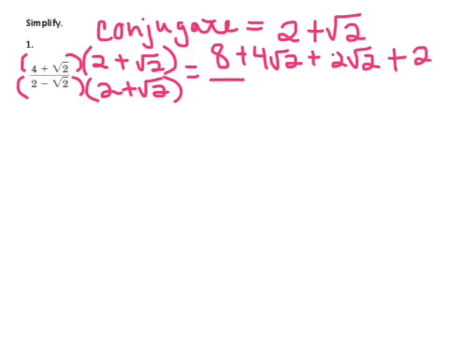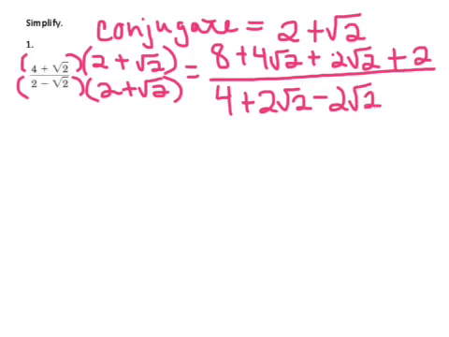In the denominator, FOILing our result, we get 2 times 2 for 4. The outer product, we have 2 times root 2 for positive 2 root 2. The inner product, we've got negative root 2 and integer 2 for negative 2 root 2. And finally, negative root 2 times positive root 2. Here we end up with a negative product. However, root 2 times root 2 is 2.